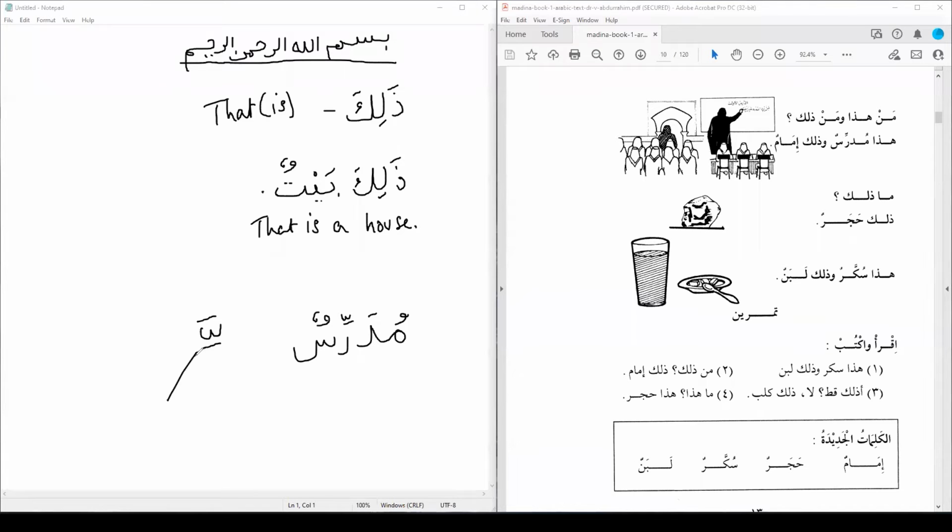So this one here is a kasra, yani it's a kasra. And this one here is a fatha. That is the situation when you have a shadda. So this is shadda.